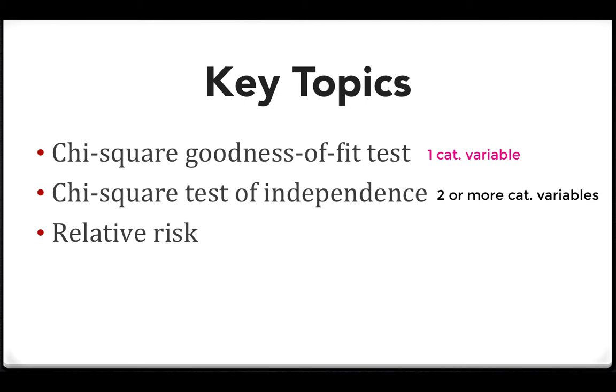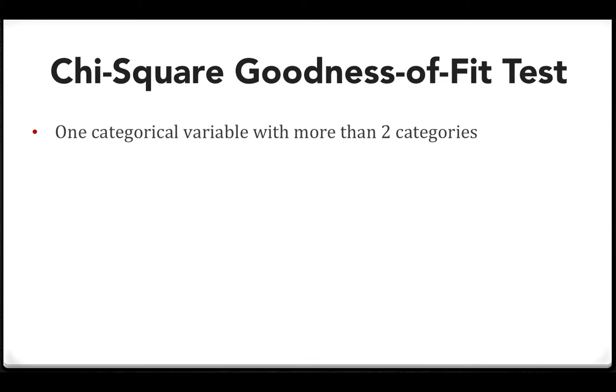Let's start by looking at a chi-square goodness of fit test. This test is used with one categorical variable with more than two categories. You can think of this as an extension on the single sample proportion test that we learned earlier this semester. A goodness of fit test with two categories is equivalent to a single sample proportion test. If you have only two categories, the single sample proportion test is typically preferred. If you have more than two categories, then you would need to use the goodness of fit test.